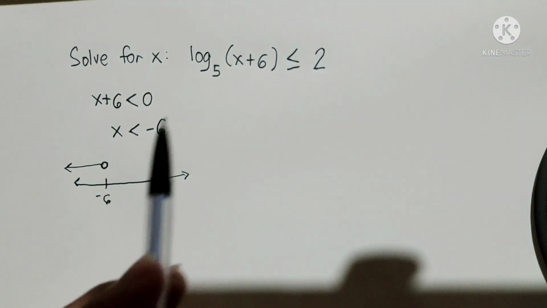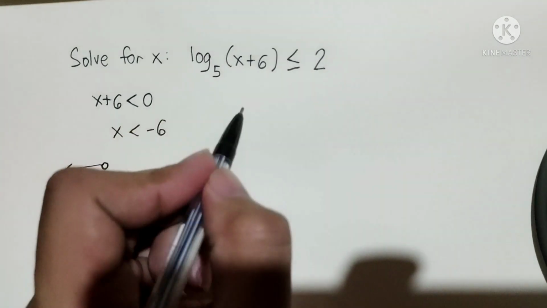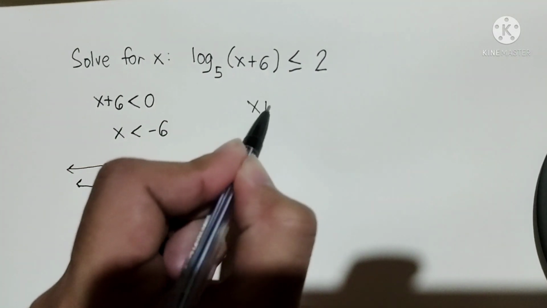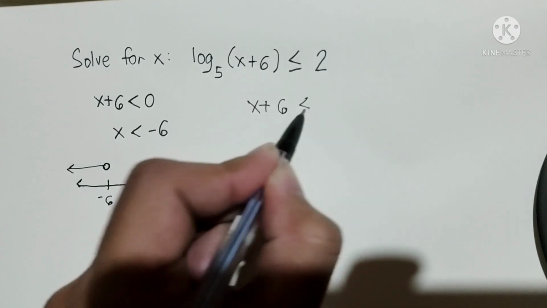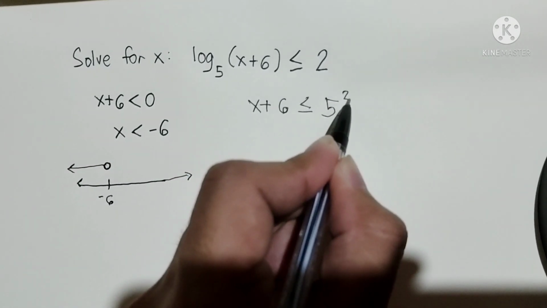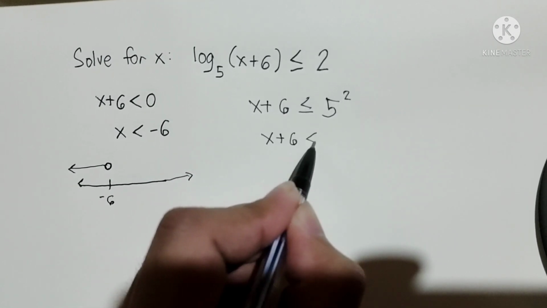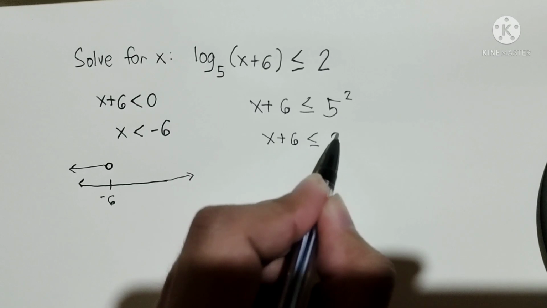Now, we transform the inequality sa kanyang exponential form. That is, x plus 6 should be less than or equal to 5 raised to 2. Or x plus 6 should be less than or equal to 25.